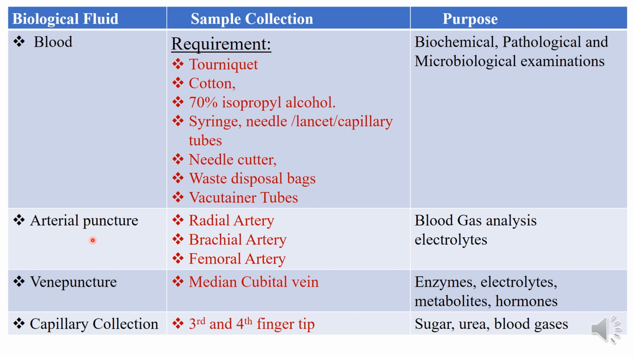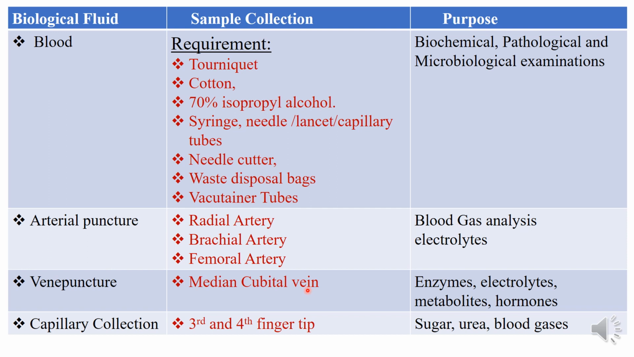So whenever an arterial blood sample is collected, it is done through arterial puncture. The preferable arteries may be the radial artery, brachial artery or the femoral artery. Generally, arterial collection is done to carry out blood gas analysis and electrolyte analysis. Now, if the blood sample is collected from the veins, it is done with the help of venipuncture, and the preferred vein is the median cubital vein.